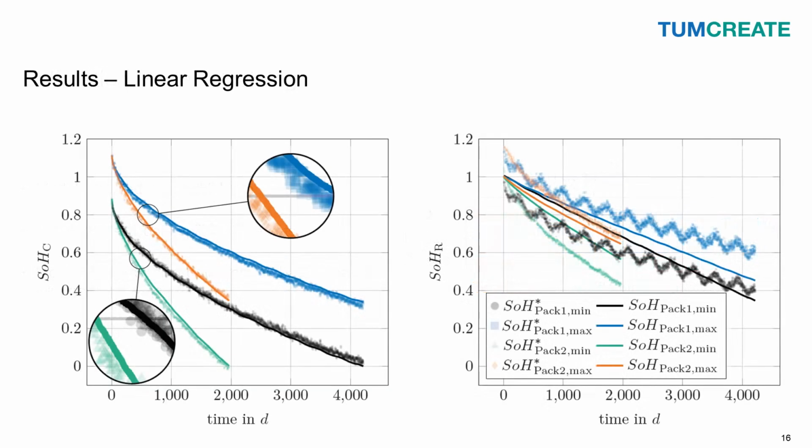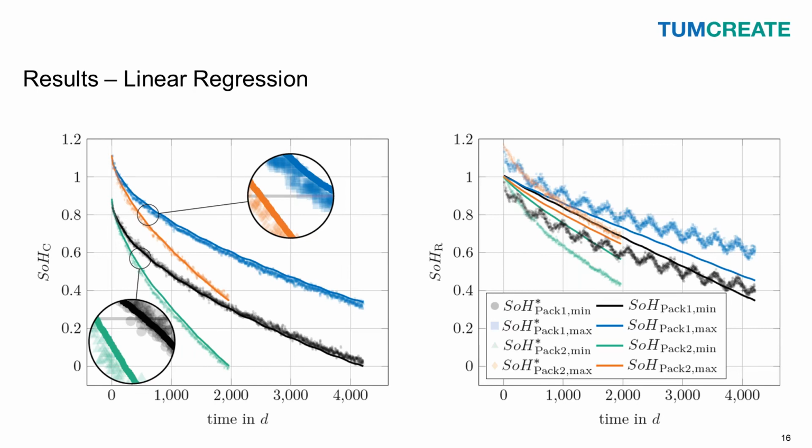Okay, now let's have a look at the results. First, we look at our results for the linear regression. On the left side graph, you can see the results for the SOHC over the entire lifetime of the battery pack. And on the right side, you can see the results for the SOHR of the lifetime. We are displaying here two different battery packs, meaning two different scenarios as well.